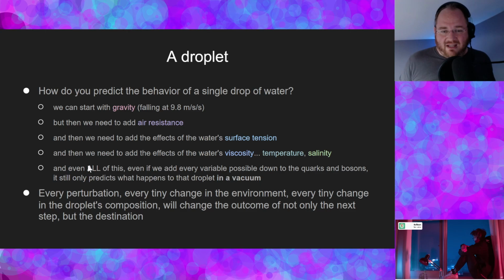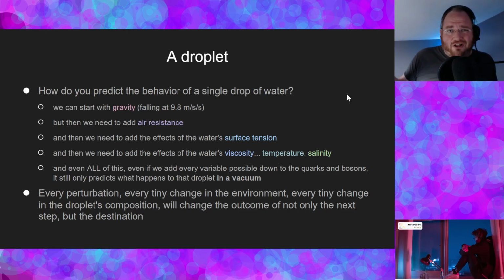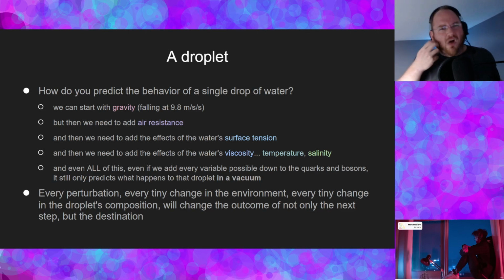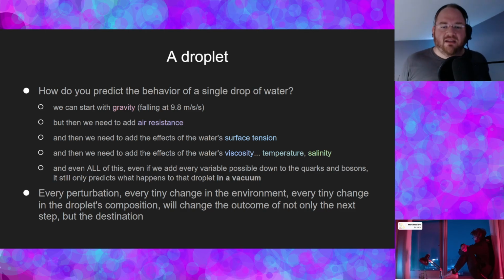And you know what I didn't even mention on the slide? Not all water droplets fall. Some of them just live in clouds. Gravity doesn't do anything to that. So what do we do? How do I predict the movement of this water droplet? The fact is, even with all of this, even if we had every variable possible, down to the quarks and bosons, it still only predicts what happens to that droplet in a vacuum, right?